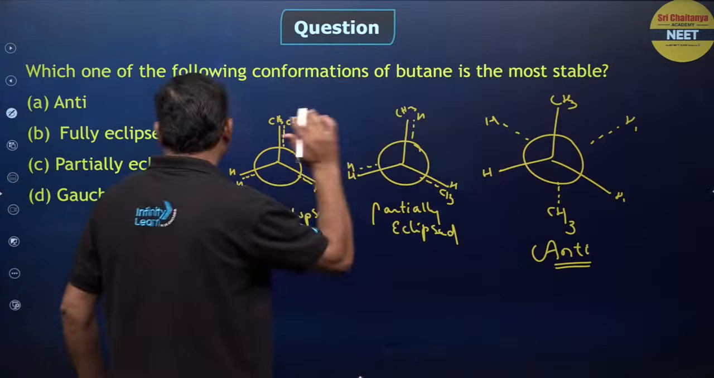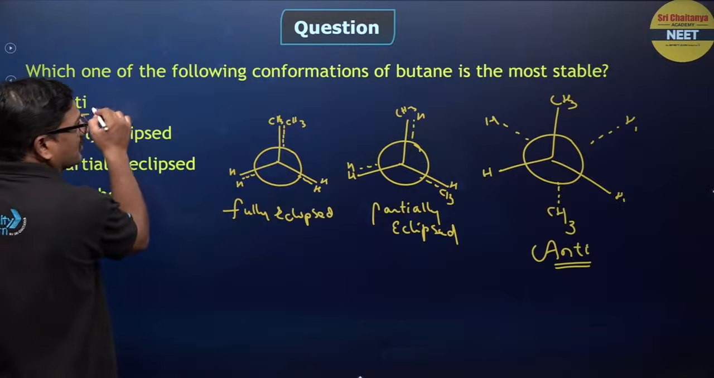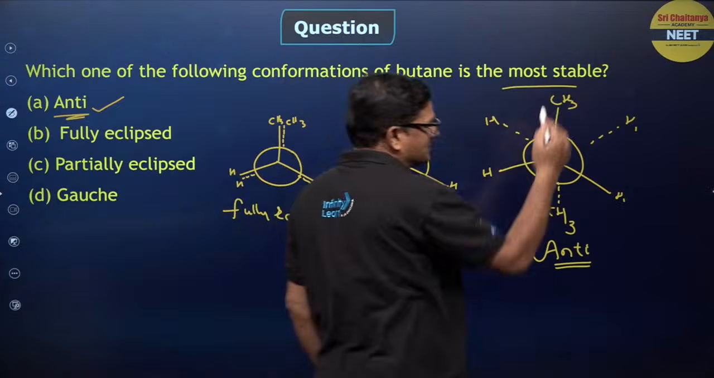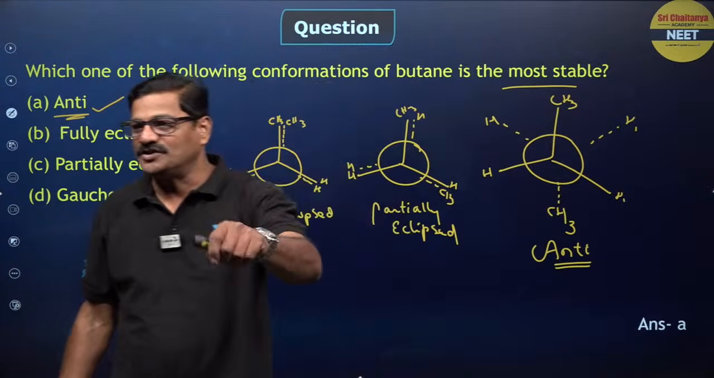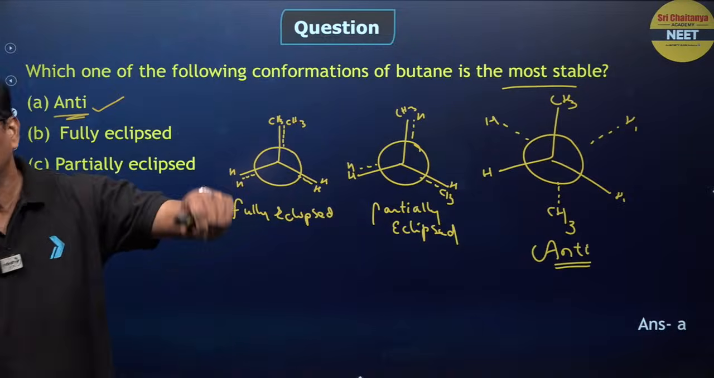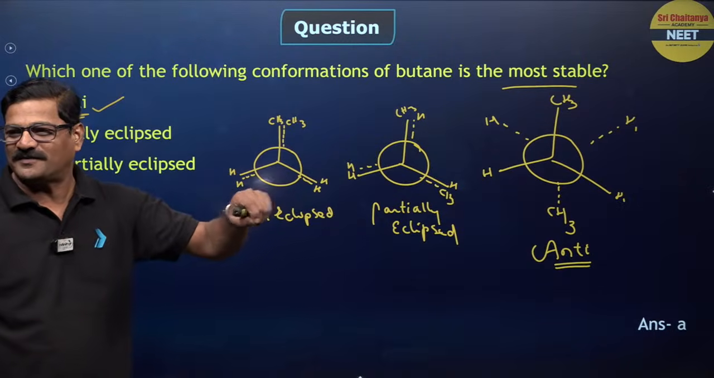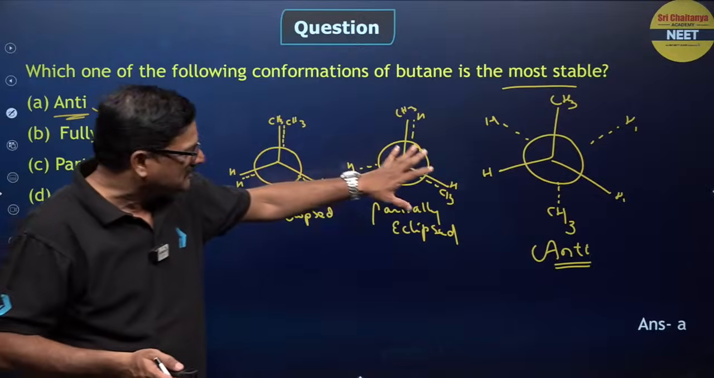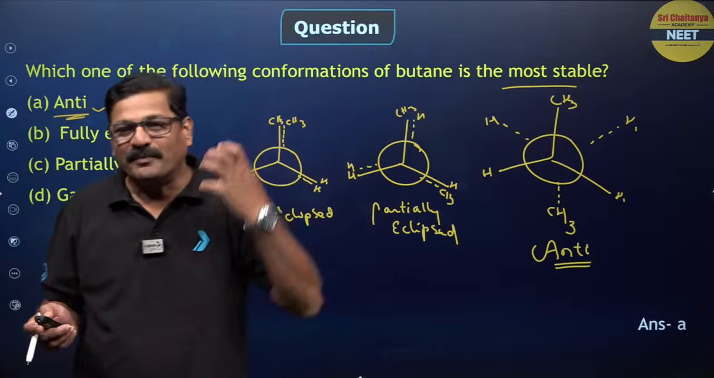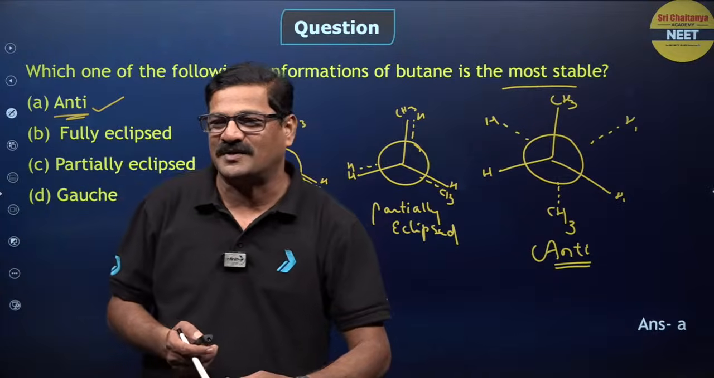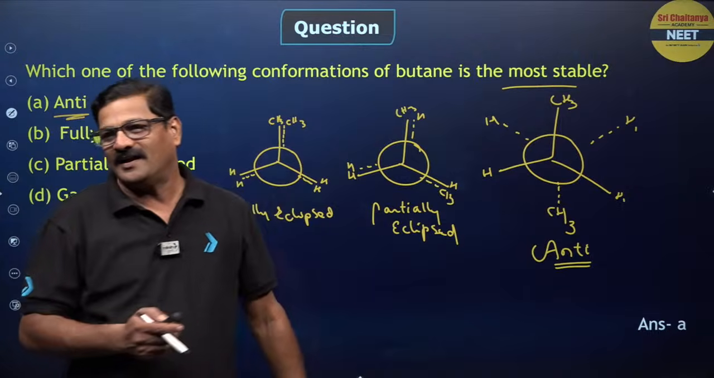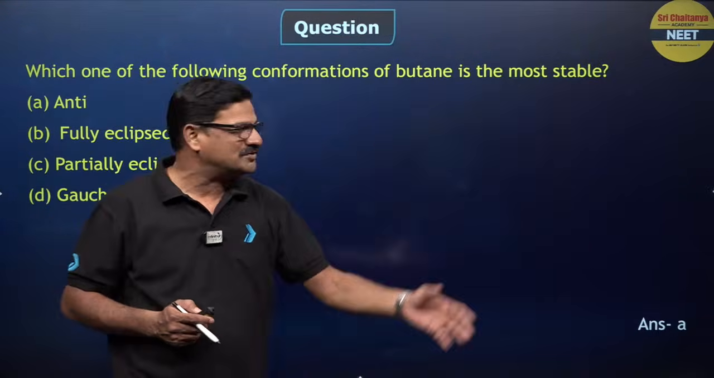So anti is the most stable. I just want to say option A is the correct answer. Anti. That's perfect. Whenever you are able to give the answer, you are bubbling with enthusiasm. I really love your enthusiasm.